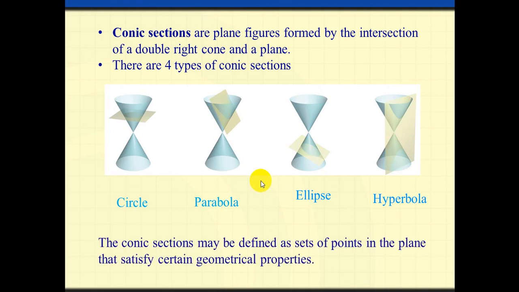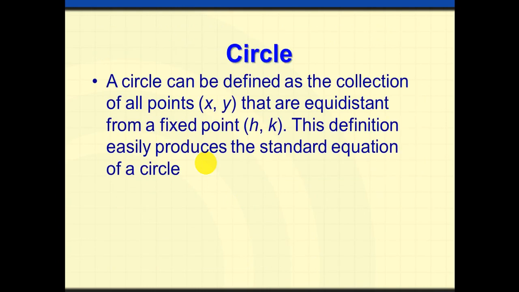The conic section may be defined as sets of points in the plane that satisfy certain geometrical properties. First type, circle. A circle can be defined as a collection of all points x, y that are equidistant from a fixed point h, k. This fixed point refers to the center of the circle.